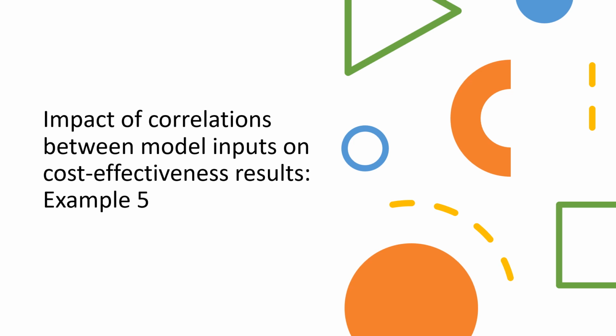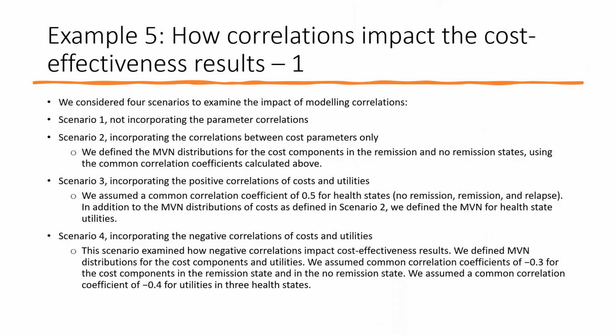Now, I will discuss how correlations between parameters impact the cost-effectiveness results. We considered 4 scenarios to examine the impact of modeling correlations in cost-utility analysis. Scenario 1, not incorporating the parameter correlations. Scenario 2, incorporating the correlations between cost parameters only. Scenario 3, incorporating the positive correlations of costs and utilities. Scenario 4, incorporating the negative correlations of costs and utilities.